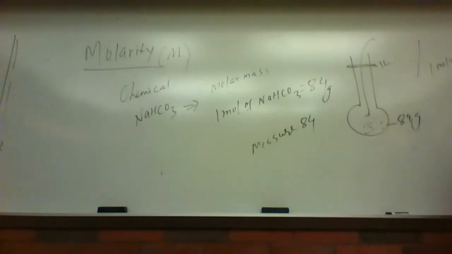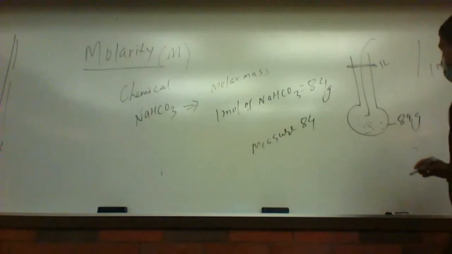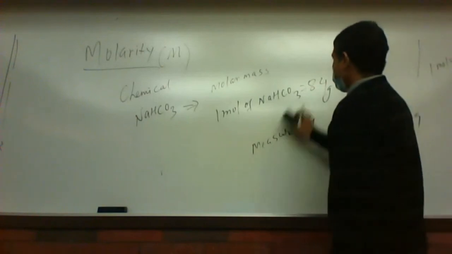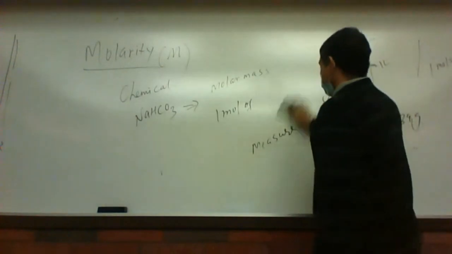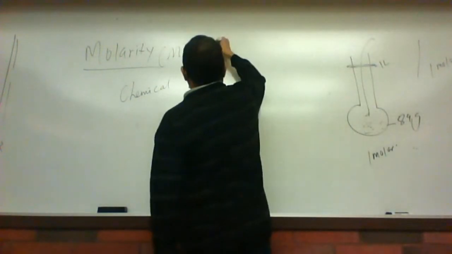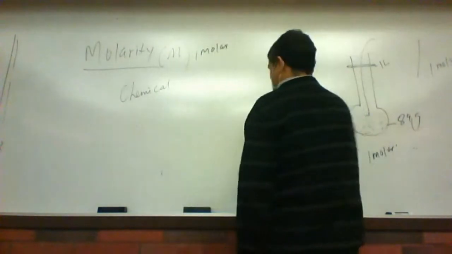Make sense? First of all, you take the chemical, find the molar mass, and measure in gram an amount equal to that molar mass, put it in a 1 liter flask, and then add water to make the 1 liter. That is called 1 molar. That's how we make the 1 molar solution. I just talked about sodium bicarbonate.